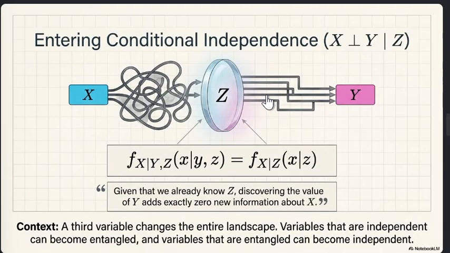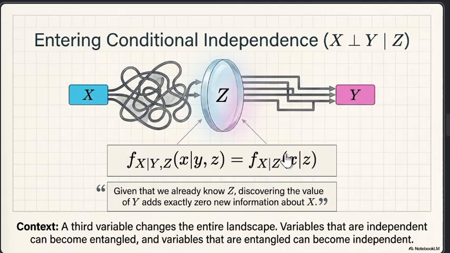Now, conditional independence. Conditional independence is a bit different. Two variables may appear dependent initially, but after we know a third variable, they become independent. This is what it actually says. Now, see this Z here. Let us take an example first.